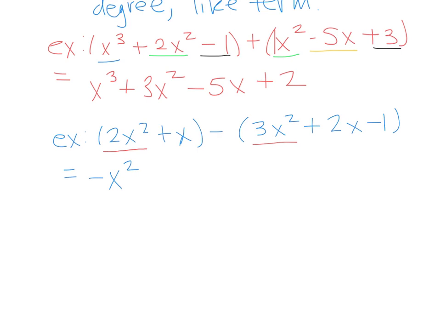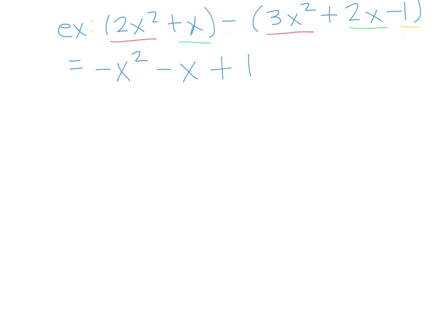And then for the x terms, we've got x and a 2x, but again, we're subtracting. So it's x minus 2x, so that's going to give us a minus x. We have just a constant term on the polynomial that we're subtracting. So we've got a minus 1. So minus a negative is going to give us a plus, so we're going to end up with plus 1. Let's do another example with subtraction.